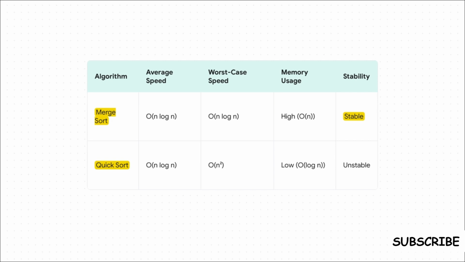Think about finding a name in a phone book. You don't read every single name, right? No, you open it to the middle, and you keep splitting the problem in half. It is a massive leap in efficiency.